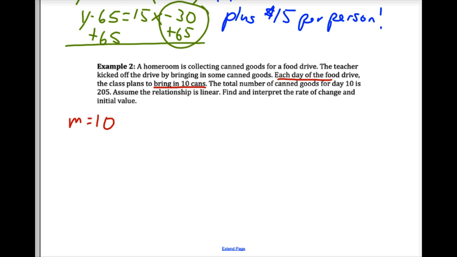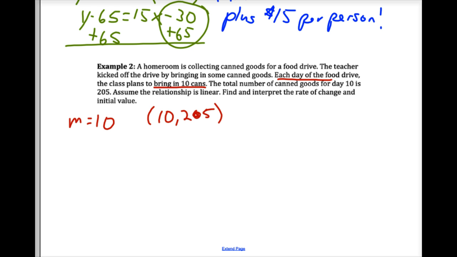Now, does anybody know anything else about this problem? Can you guys come up with a point? Where's there a point? Donnie, what do you know? That on day 10 there's 205 cans. Can I write that as a point? Yeah. 10, 205. Remember, the independent variable is the 10, and the number of cans, 205, depends on the 10. So that goes second. So it's 10, 205.